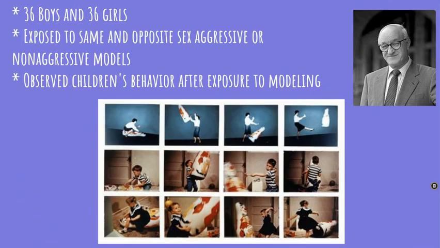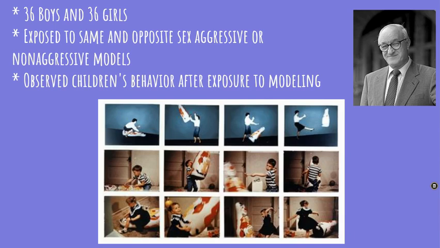And finally, the most popular type is something called observational learning, or learning that happens through modeling. This comes from a man named Albert Bandura, who took 36 boys and 36 girls, and exposed them to either the same sex or an opposite sex, either an aggressive model or a non-aggressive model. So he broke it down into multiple different experimental conditions. And then they observed the behavior of the children, whether or not they showed aggressive behavior when placed on their own in a room.